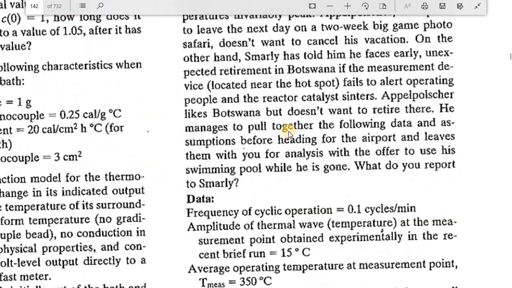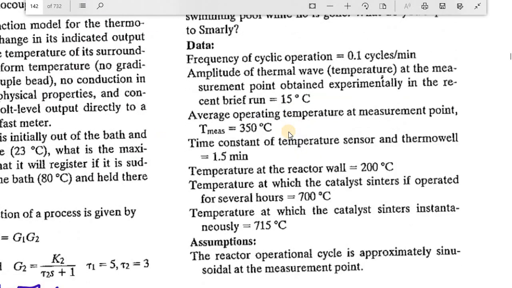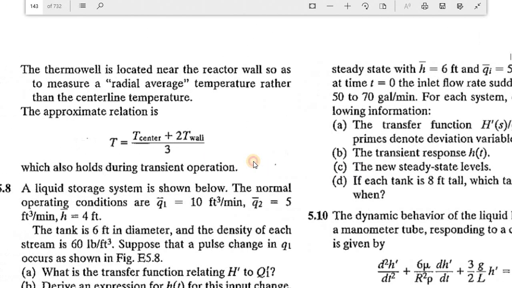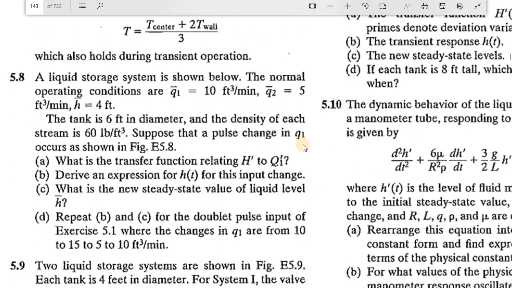We will not solve 5.7 because it's very long. I'm not sure. Should I solve it or not? I would like to leave that to you if you would like to solve it. It's not that difficult. It's just that I'll try to solve the things which are easy to grasp and help you build your basis of understanding.